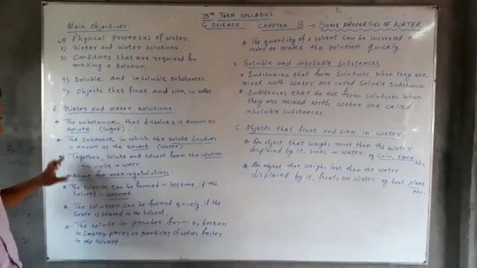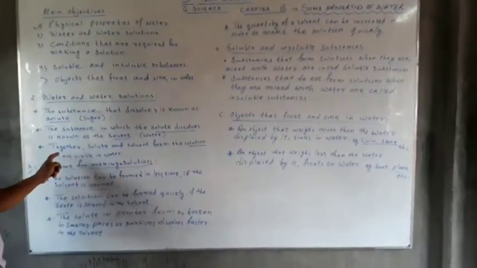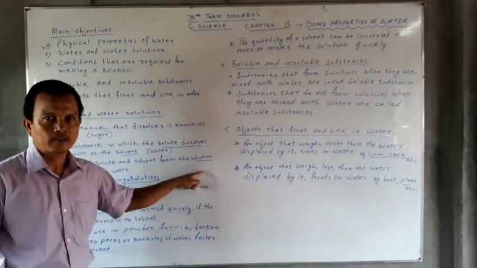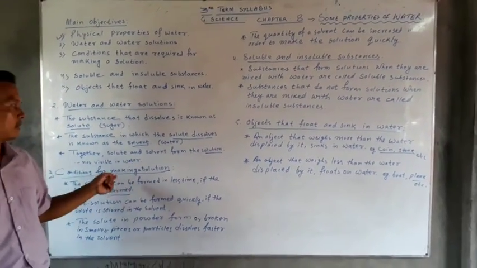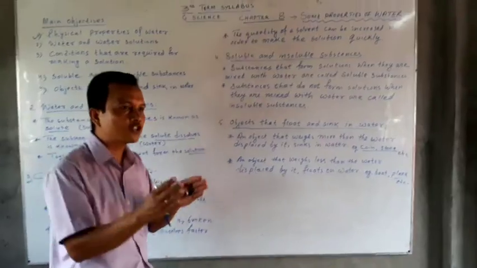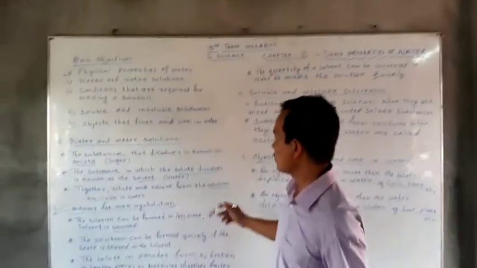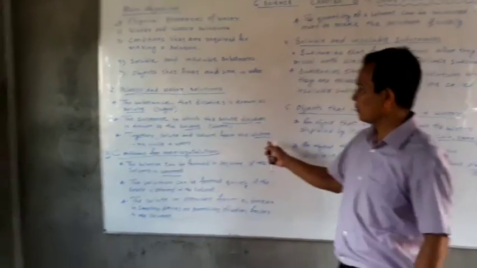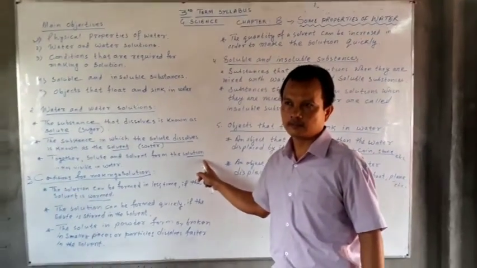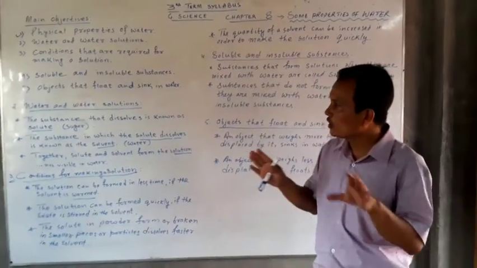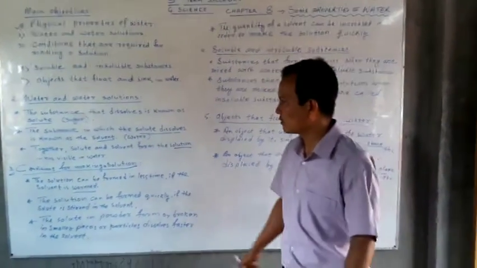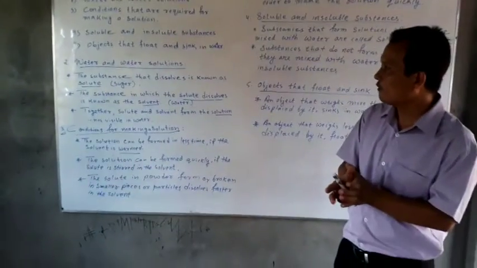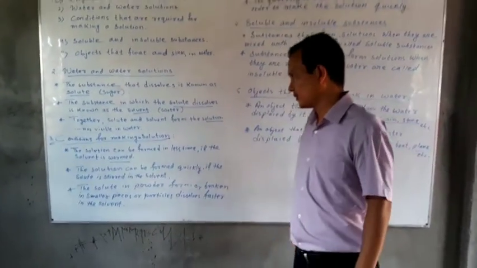So that transformation, when it takes place together with solute and solvent, forms a solution. Got it? Solution is simple. When water and sugar mix together, it forms a solution. Now, in a solution, the solute is always invisible. Why is it invisible? Because it mixes with the solvent, that is water.